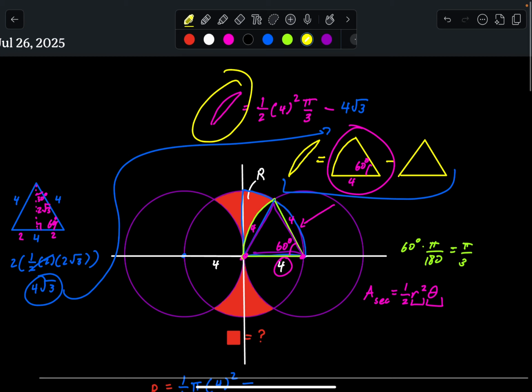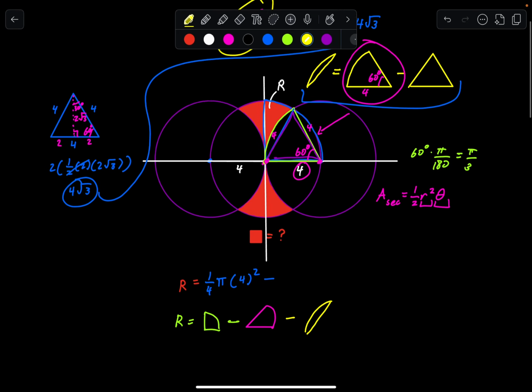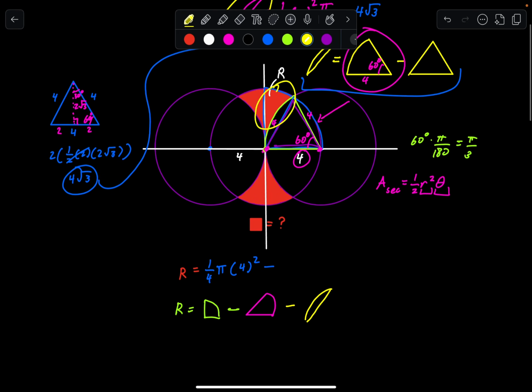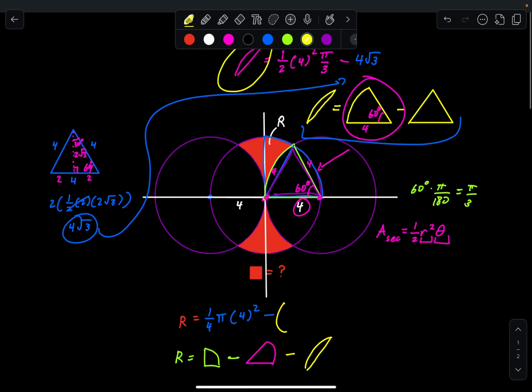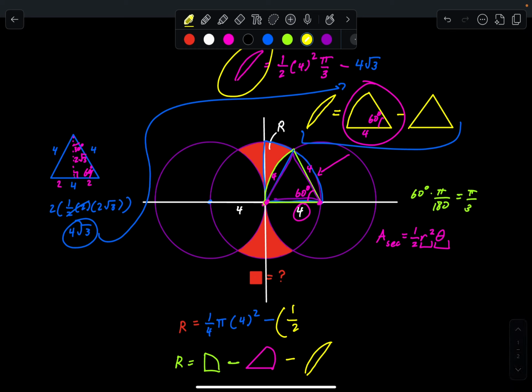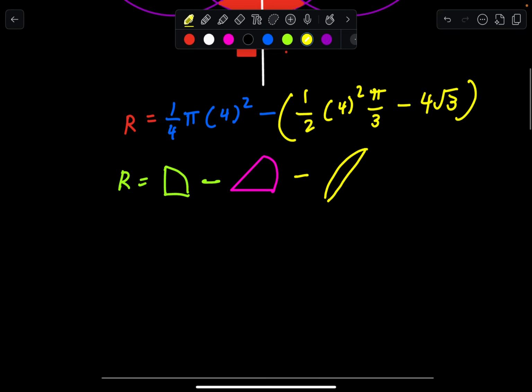So now that we have the area of the wedge, we said the area of the region R is this, where we subtract the wedge. So we can just plug that in for the wedge now. The wedge, as we said, was 1/2 4 squared pi over 3 minus 4√3. That is the area of this, and we're subtracting it so we can get the area of R. So all we have to do now is simplify.